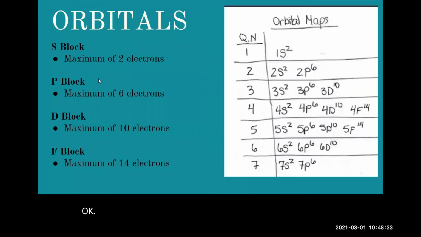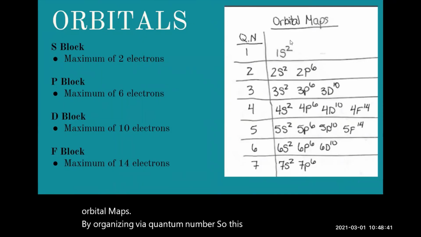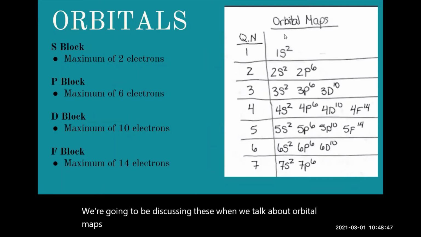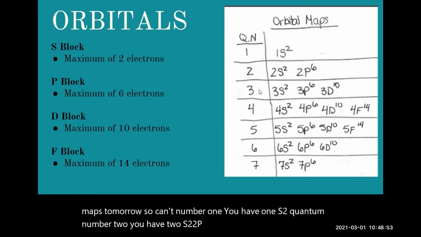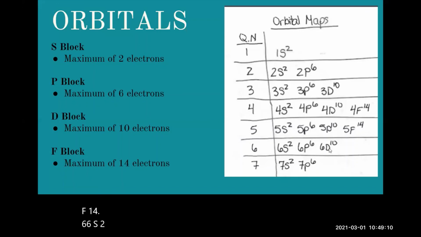So another way of looking at this is we're going to be talking about orbital maps, by organizing via quantum number. So this is a basic orbital map. We're going to be discussing these when we talk about orbital maps tomorrow. So quantum number 1, you have 1s2. Quantum number 2, you have 2s2, 2p6. Quantum number 3, 3s2, 3p6, 3d10. 4, 4s2, 4p6, 4d10, 4f14. 5, 5s2, 5p6, 5d10, 5f14. 6, 6s2, 6p6, 6d10. 7, 7s2, 7p6.